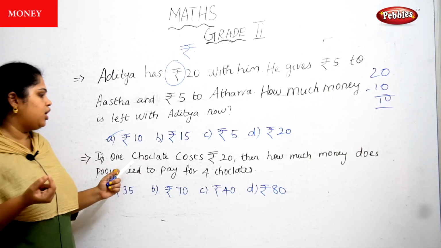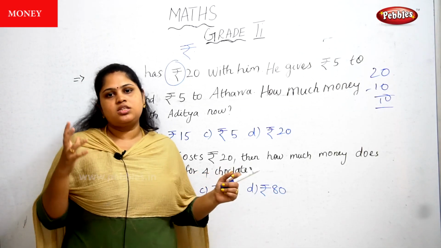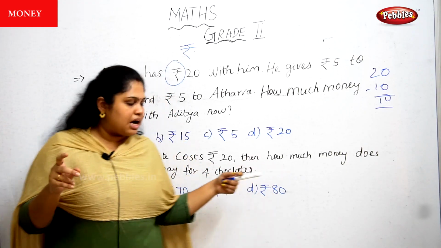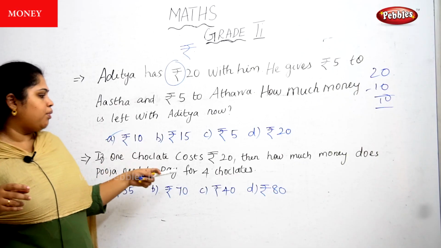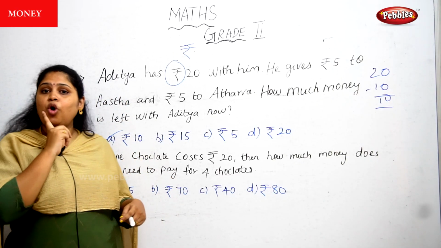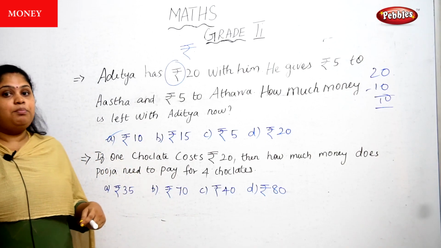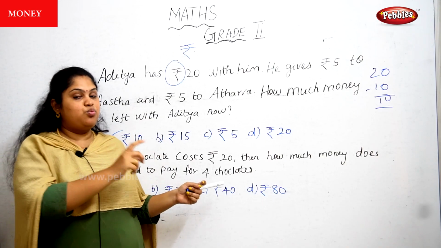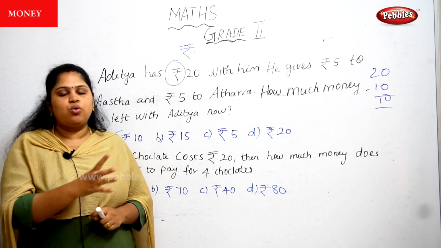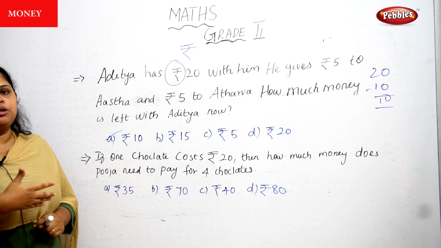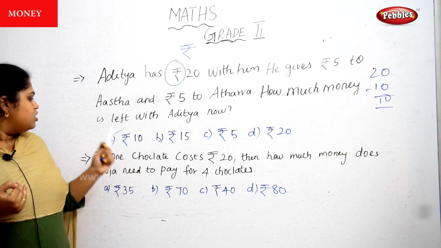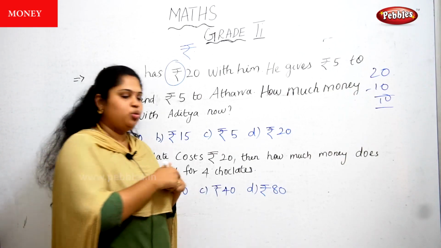If one chocolate costs 20 rupees, that is, the price of one chocolate is 20 rupees, how much money does Pooja need to pay for 4 chocolates? I already told you, repeated addition is coming. So here multiplication plays a major role. But for the present, we are not taking multiplication for the calculation, only addition. So one chocolate costs 20 rupees.